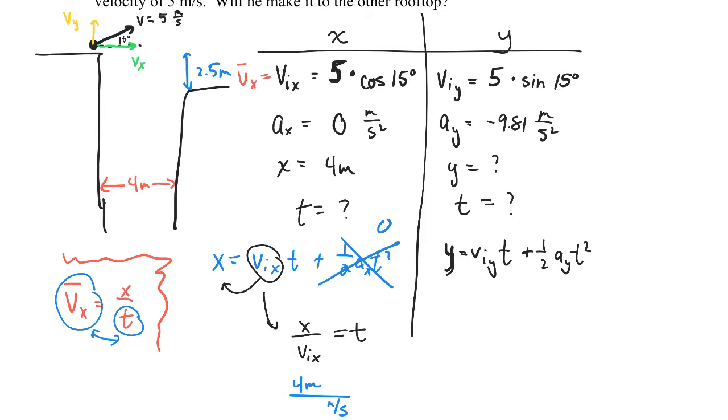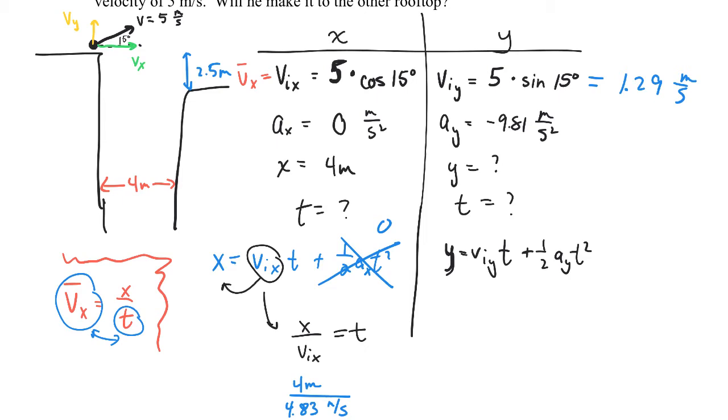So what's the velocity in the x direction? 4.82. While we're at it, tell me what this velocity is in the y direction, please. VIY. Oh, that was the sine you used. Okay. And that's 1.29?